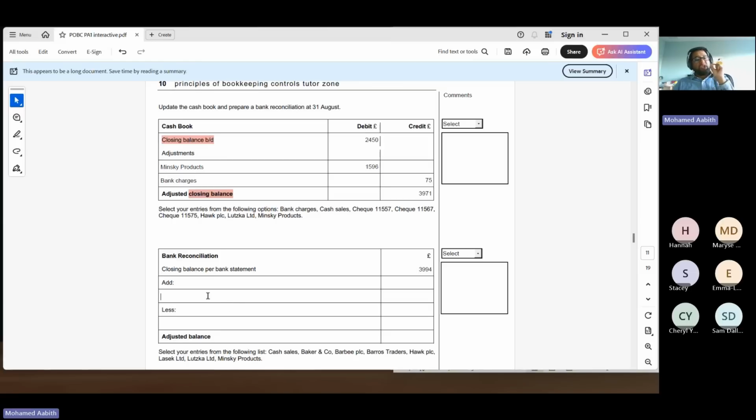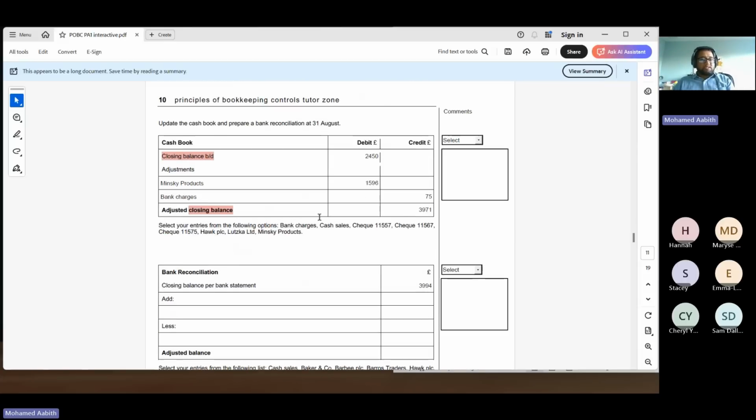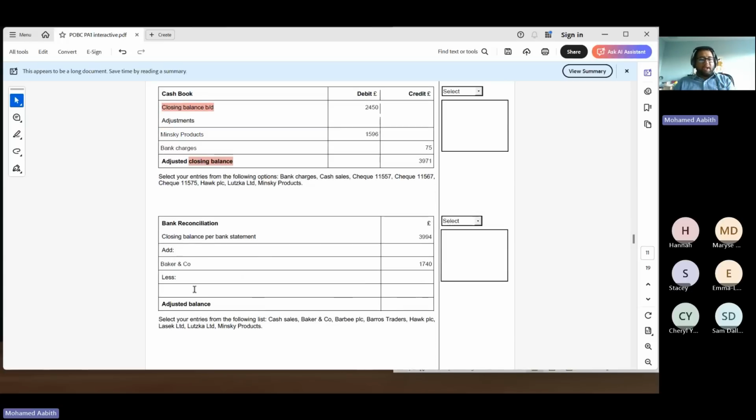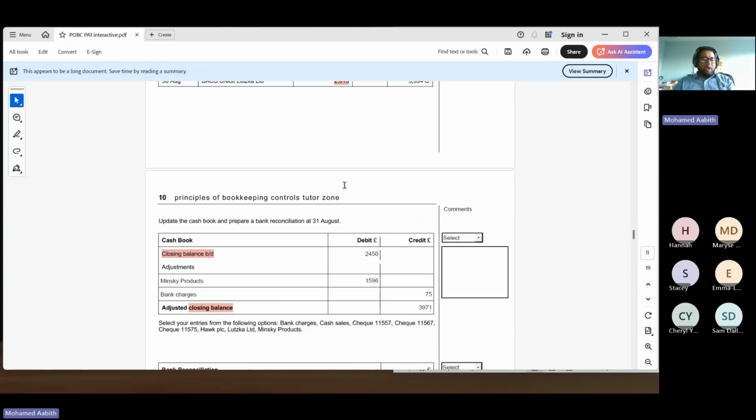Now what we need to do is add any outstanding lodgements to it. What are the outstanding lodgements? The ones I have put into my bank that are not yet showing in my bank account as money coming in. This one is 1740 from Baker and Co. So I'm going to say here Baker and Co. and 1,740. This is the total amount to add. And then what we're going to take away? Take away this one from Barbie Limited, Barbie PLC, 1763.